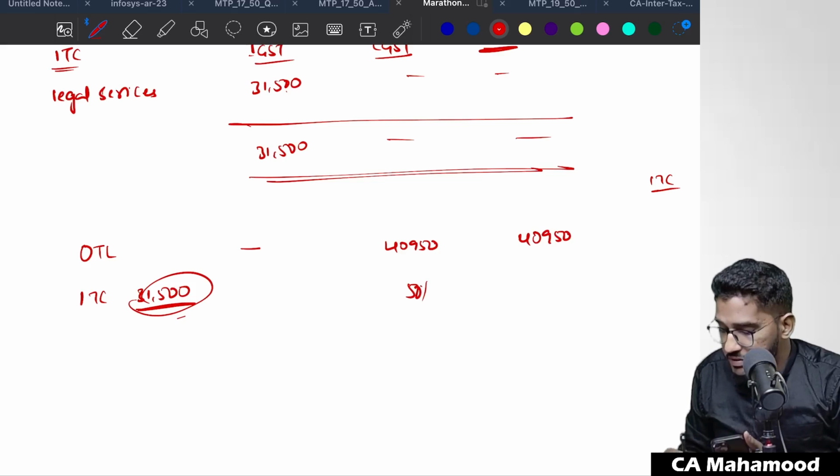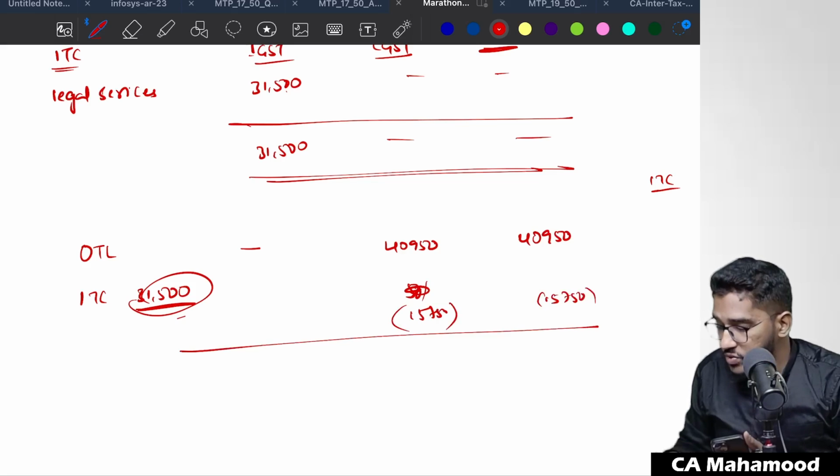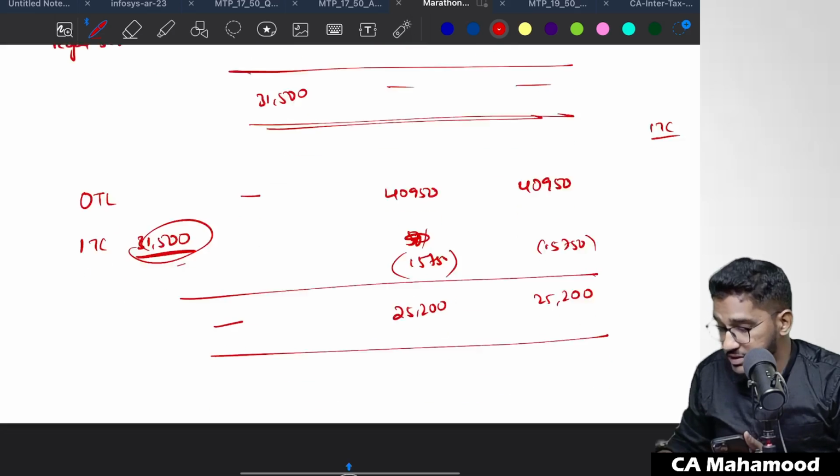So if I do 50%, 50%, 15,750 I will use it for CGST. 15,750 I will use it for SGST. So whatever balance component is there, that I have to pay it in cash. How much will it be? It will be 25,200. 25,200 rupees of CGST, 25,200 rupees of SGST.